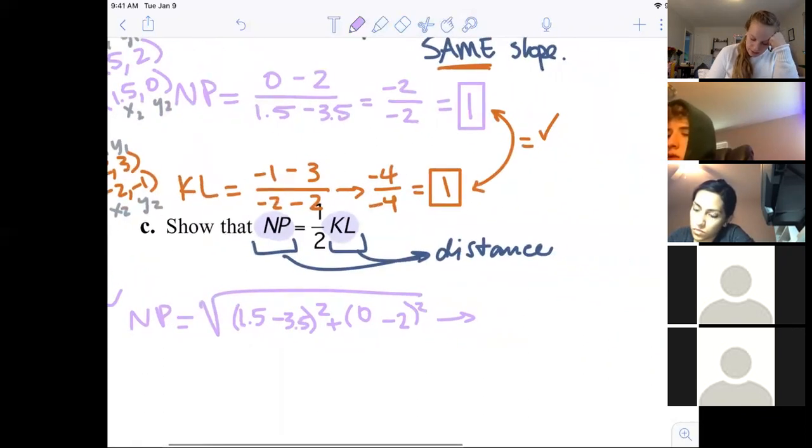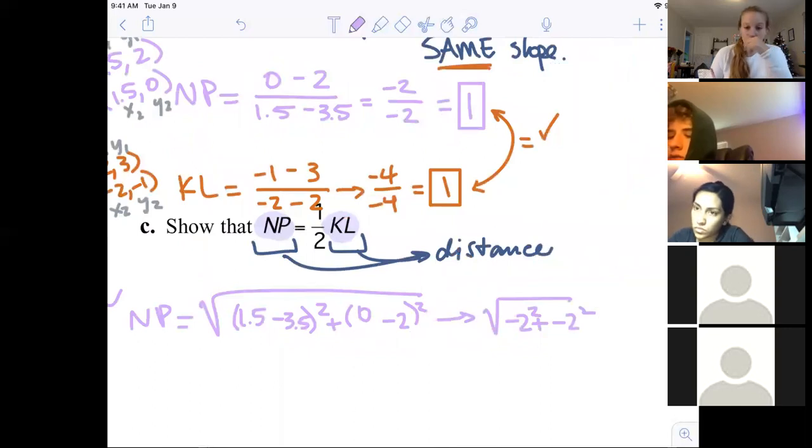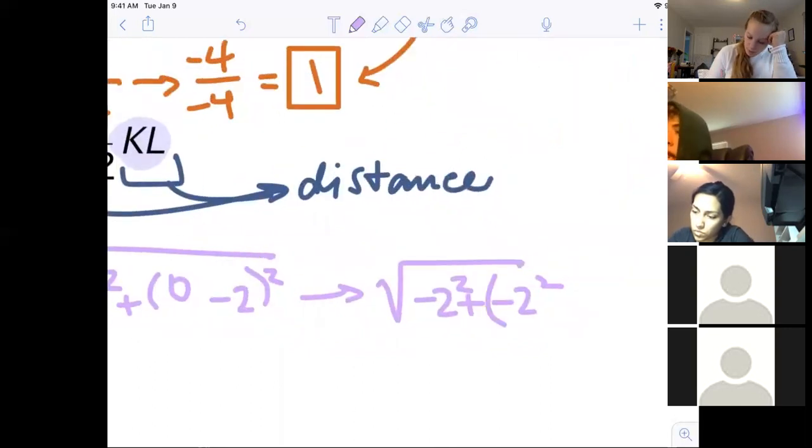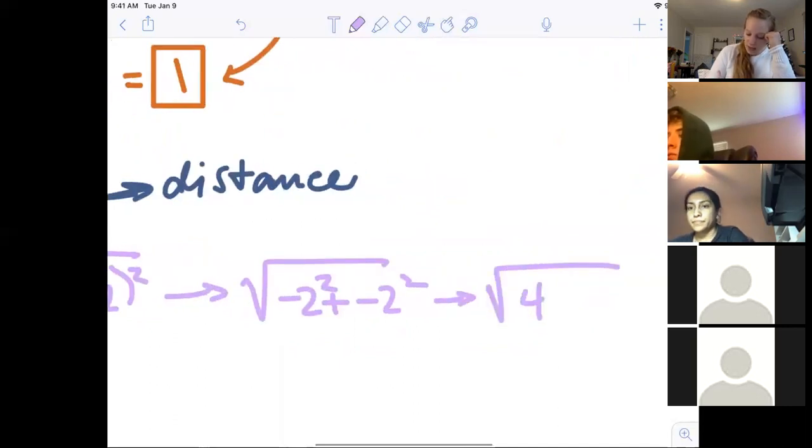That becomes 1.5 minus 3.5 is negative 2 squared, and then 0 minus 2 is also negative 2 squared. You can put parentheses around these, or you can just remember you're squaring all of it. If we're squaring it, there's no negatives. It's always going to be positive. So negative 2 squared is going to be positive 4, and then negative 2 squared is also positive 4.